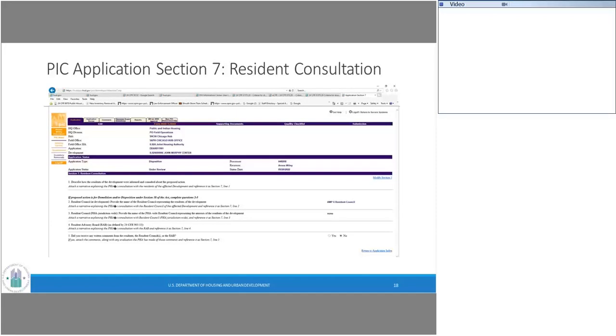If you provide everything that the application is asking that you submit, this will help you get to an approval sooner rather than later. So it asks, was there a resident council? Was it a resident council jurisdiction-wide? And was there an advisory board? And the PHA should check or provide the information that's applicable to this particular application. Next slide.